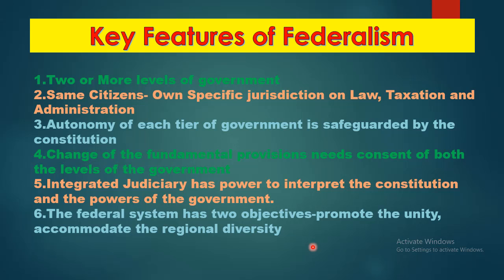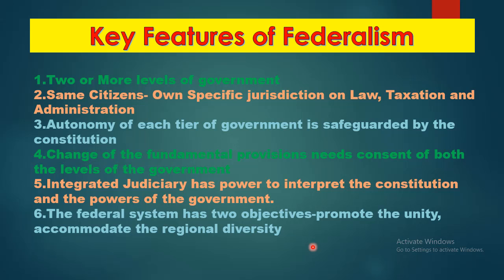So for this, children, you need to mention around 5 to 6 distinct, clear points. What are the key features of federalism? In a country where federalism is practiced, we will see these are the things functioning very well, and this is the system. So for this 5 marks question, you need to mention 5 to 6 points.